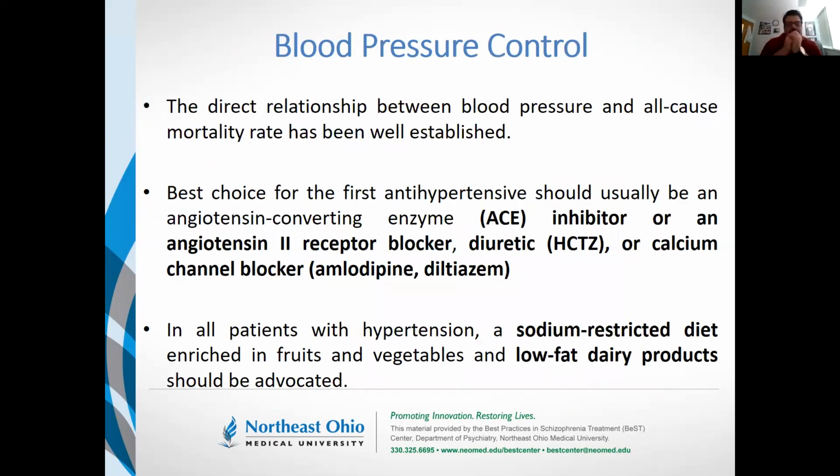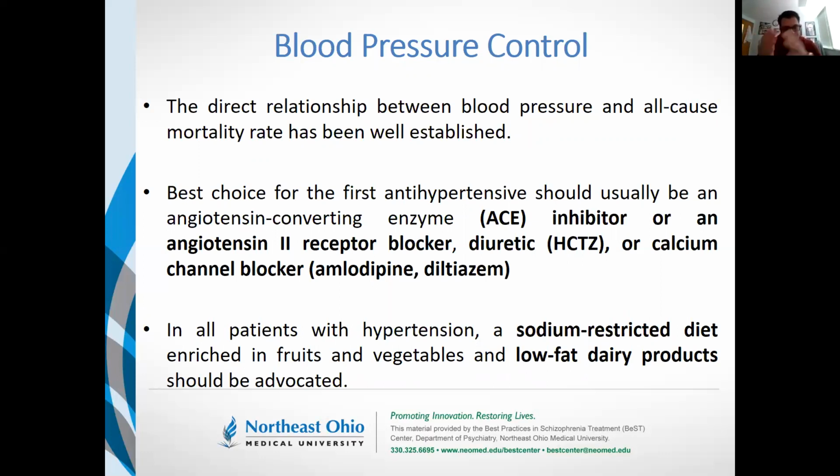Blood pressure control. There is a well-established direct relationship between blood pressure and all-cause mortality rate. The best choice for the first antihypertensive should usually be an ACE inhibitor, or angiotensin-converting enzyme inhibitor, or if they're not able to tolerate ACE inhibitors, an ARB, or angiotensin 2 receptor blocker.